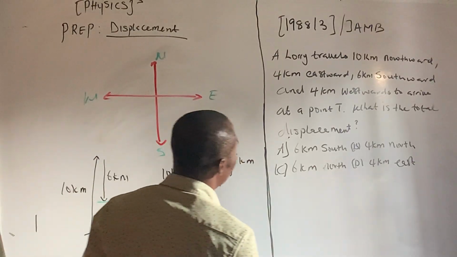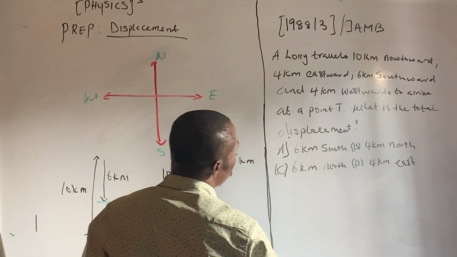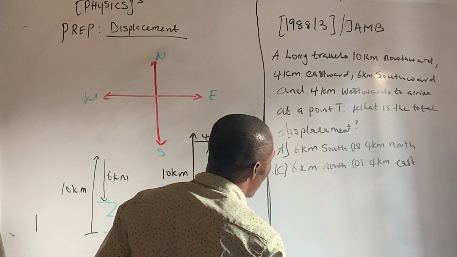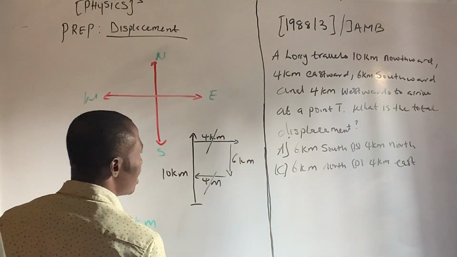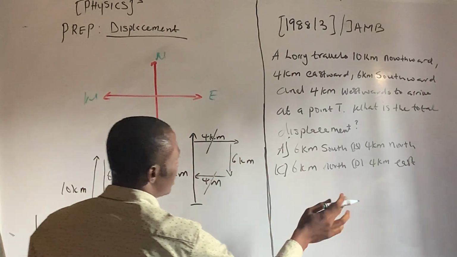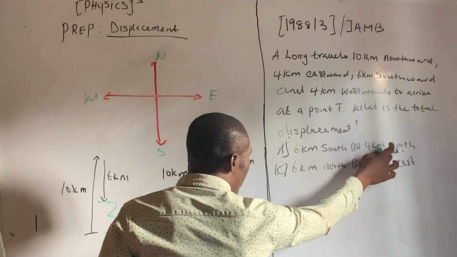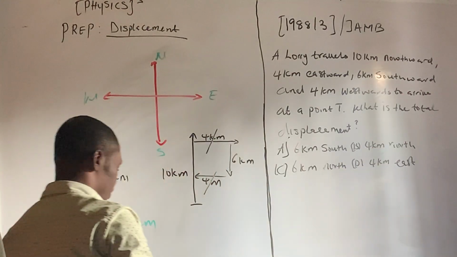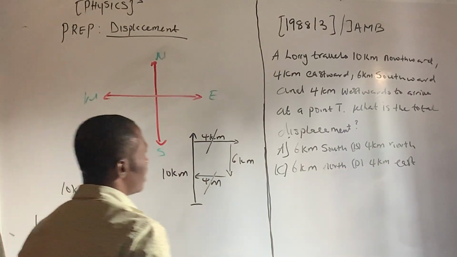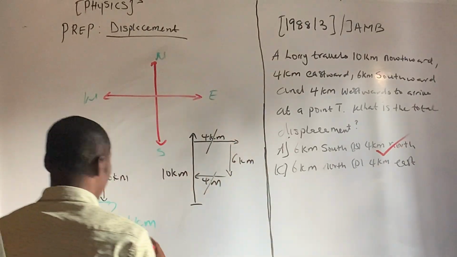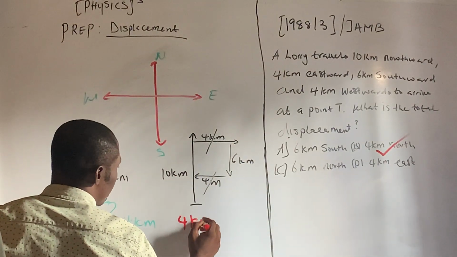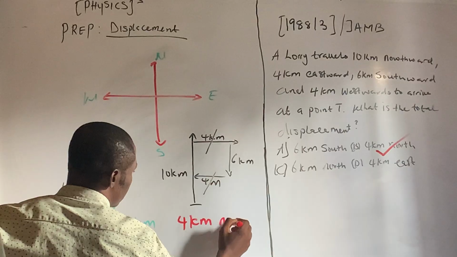Look at this board. We have 6 kilometers south, 4 kilometers north. This should be the answer. We have 6 kilometers north? That's not the answer. 4 kilometers. This is 4 kilometers north. So this is the answer. Let's mark out the answer there. So the answer is 4 kilometers north.